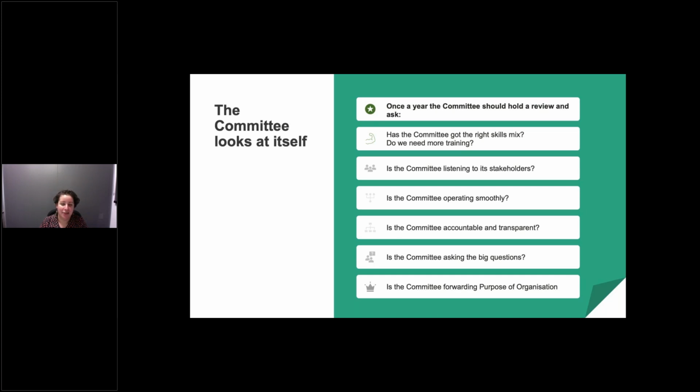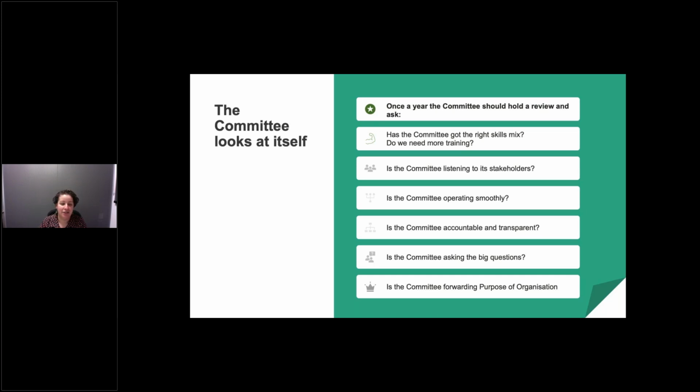Is the committee accountable and transparent? Do you have policies in place? Are you utilising them? Do you look at them? Do you ever review them? Is the committee asking the big questions? So that self-reflection and looking at, are we acting in the best interest of our organisation? Are we still sticking to our vision and our mission, or are we actually getting off track?